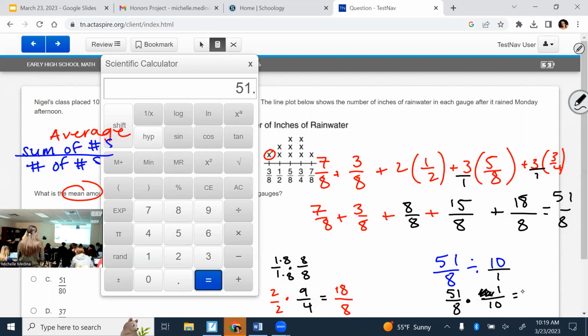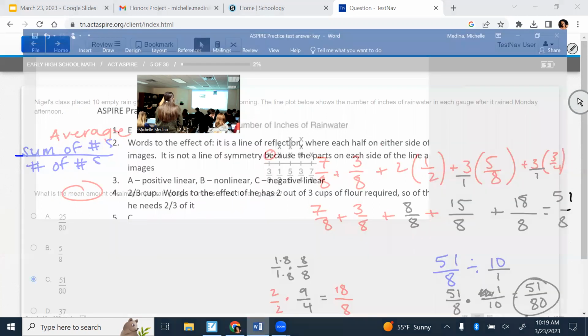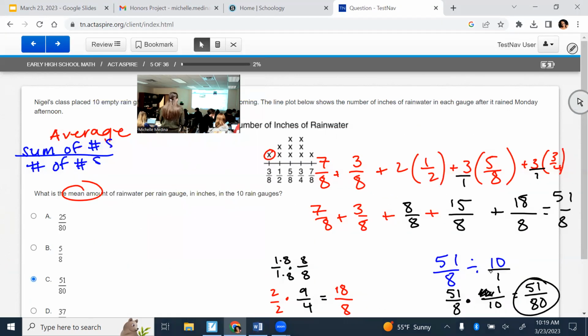What's 51 times 1? And 8 times 10. And does that match one of my answers? Great. And was the answer supposed to be C? Anyone have it written down? I can pull it up on the key. Let's see. Number 5. Yes, it's supposed to be C. So there you go. Questions on that one? You really should check to see if this can be simplified, but it doesn't. 51 is not a prime number, but nothing else goes into it that simplifies with 80.